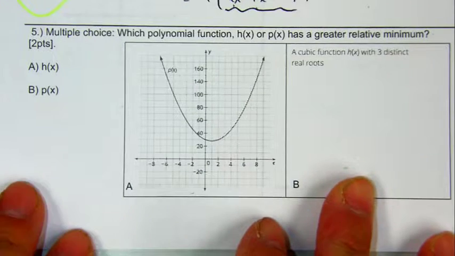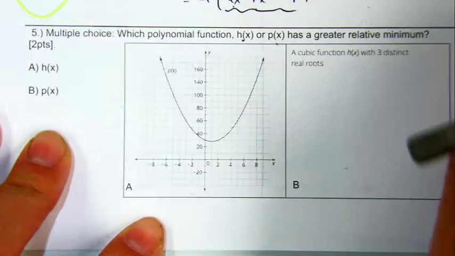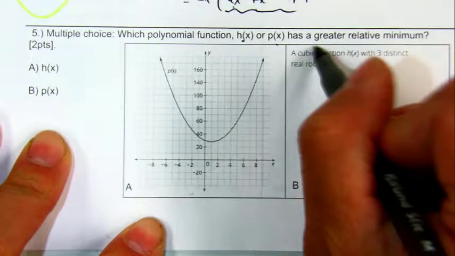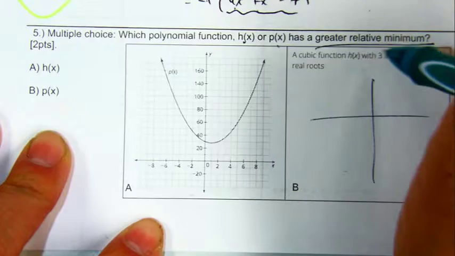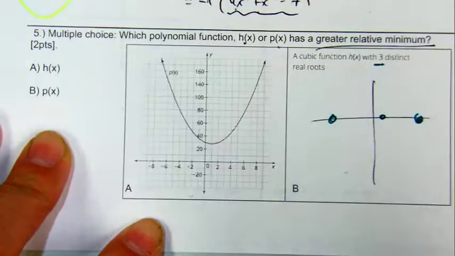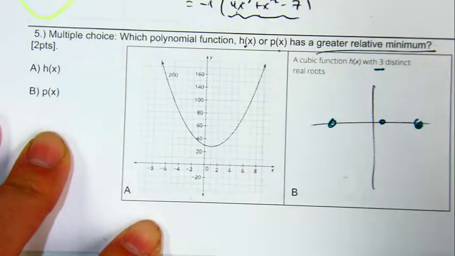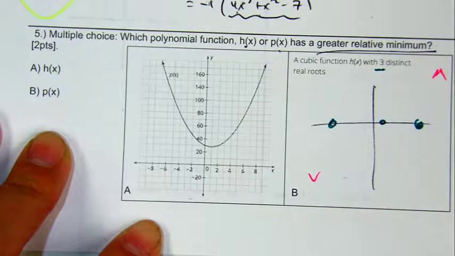And the last choice, which polynomial function, h or p, has a greater relative minimum? So if I draw myself a graph, a cubic function with 3 distinct zeros, 3 just basically means you have 3 dots. It doesn't tell me about its leading coefficient, so I'm going to assume start down, end up. And then I'm just going to connect my dots, shoot throughs.